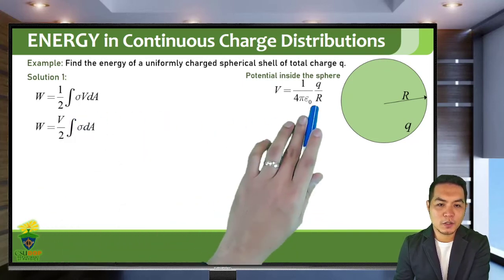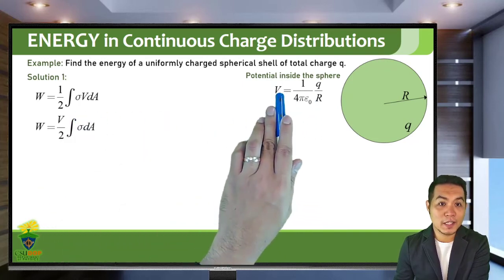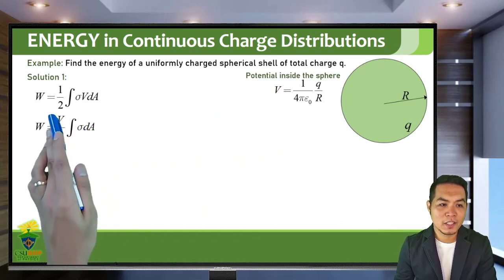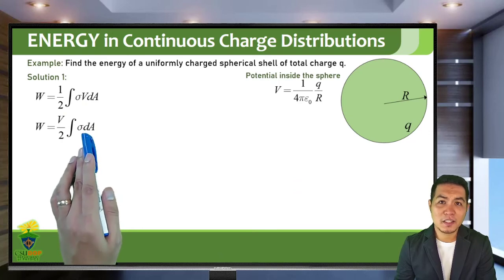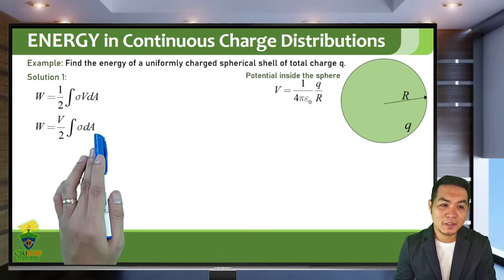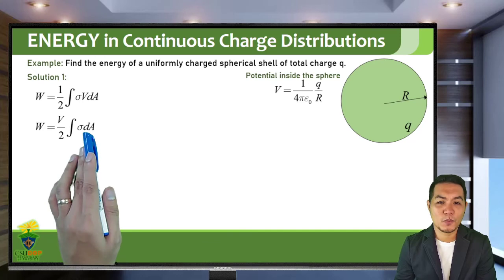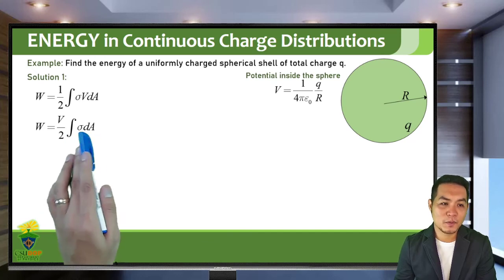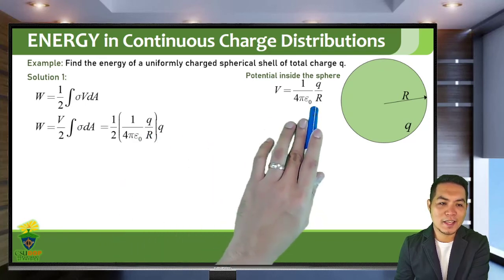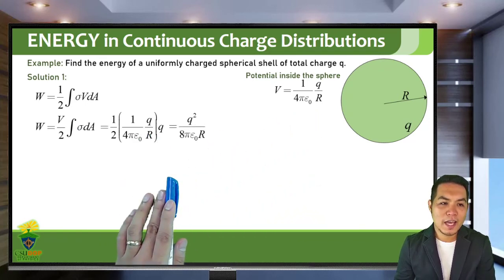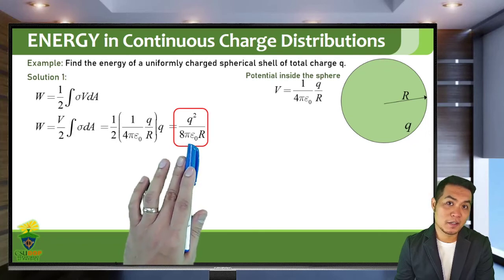Since the potential is constant, we take it out of the integral, and we are left with the integral of sigma dA. And the integral of sigma dA is just the total charge, the integral of dq, so Q. So the answer of this integral is just Q. You replace that with Q, and then V is given as this. So the energy of this continuous charge distribution, this uniformly charged spherical shell, is given as Q squared over 8 pi epsilon naught R.